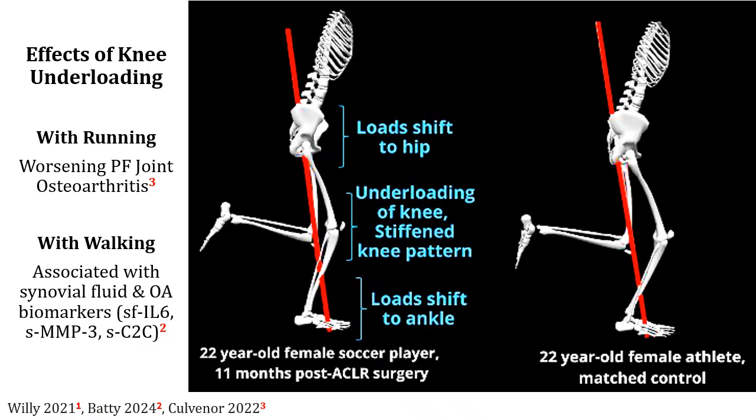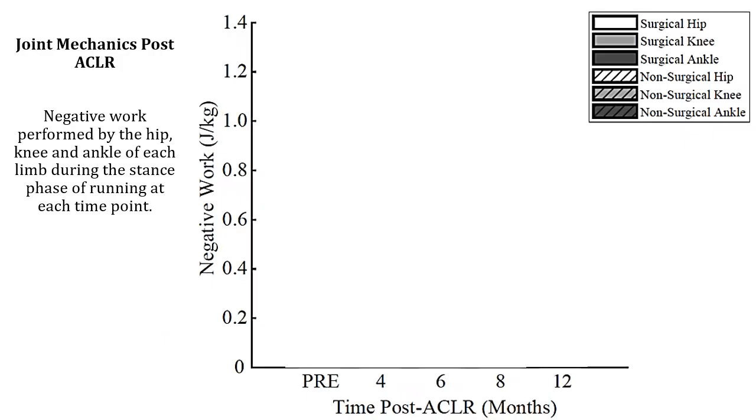It's something that needs to be addressed, and we're seeing it in the running, as I showed in the previous video. But we need to even take a step back and consider it for the gait as well with walking. Okay, so quick orientation on the y-axis. You have the negative work in joules per kilogram, and then running across the x-axis is time post ACLR in months. So you have the pre-injury state, the 4 months, 6 months, 8 months, and 12 months.